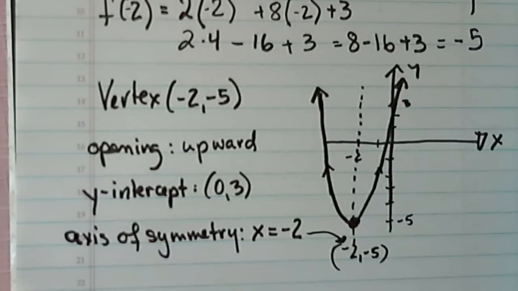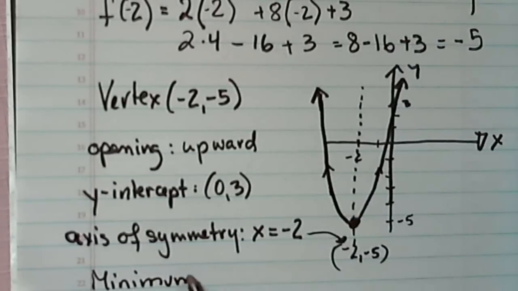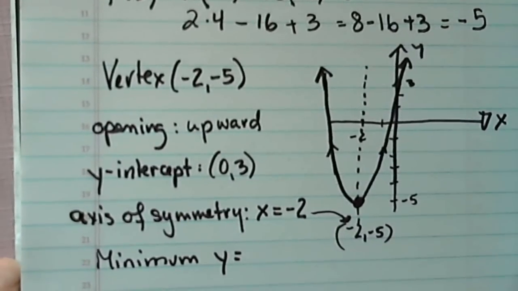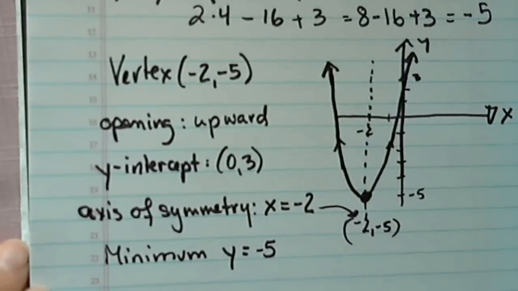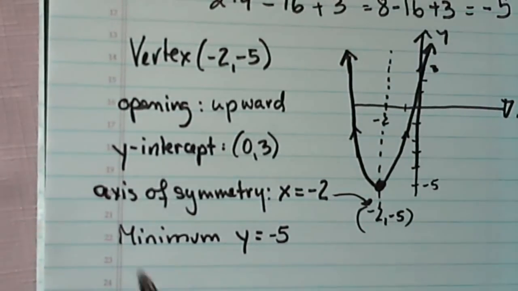We know the opening is up. Do we have a maximum or do we have a minimum? Since this is a low point here, we have a minimum. The value of this minimum is always the y value of your vertex, so negative 5. Okay, here we go. Here comes my favorite question. Where is this function increasing?